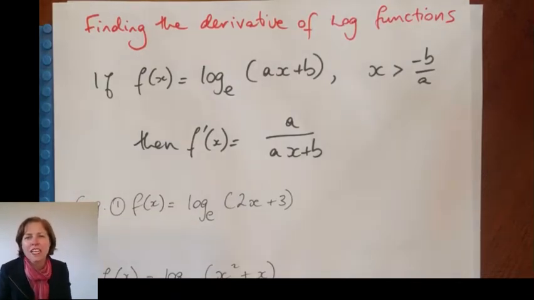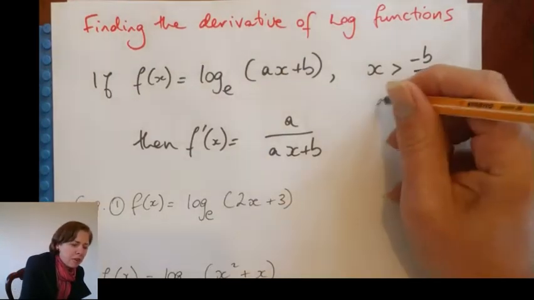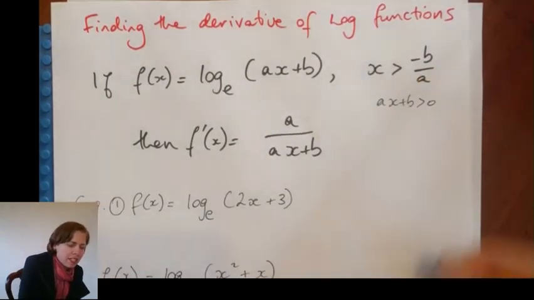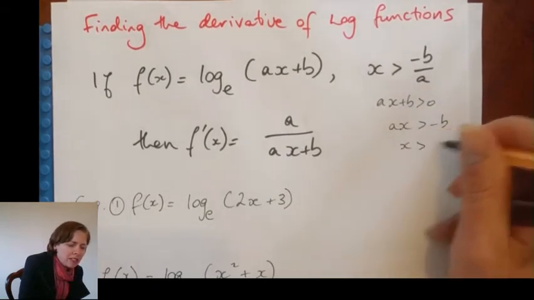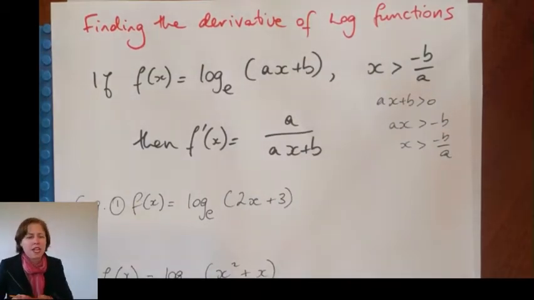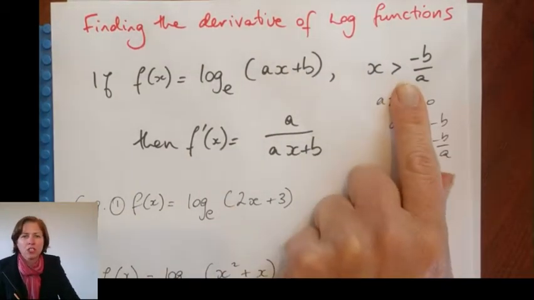Today we're looking at finding the derivative of log functions. So if I look at the natural logarithmic function that I've got there, f of x equals log base e of ax plus b, I can see that the argument of the logarithm is a linear function ax plus b. Now remembering that that always has to be positive, it can't be 0 or negative. That means that if I've got ax plus b greater than 0, if I solve that for x, I'm going to get ax is greater than negative b, which gives me x is greater than negative b over a. So that's why I need to specify this for this function, okay?